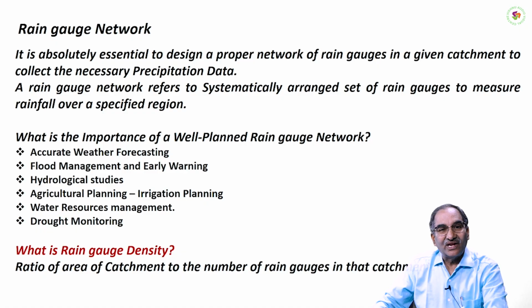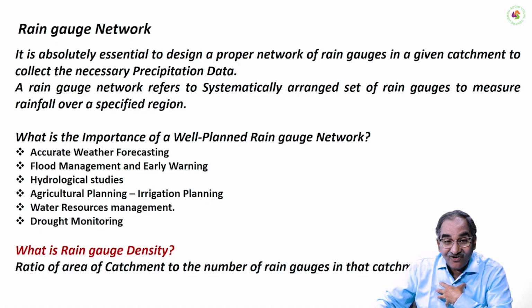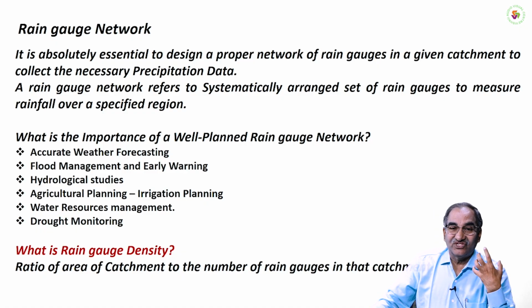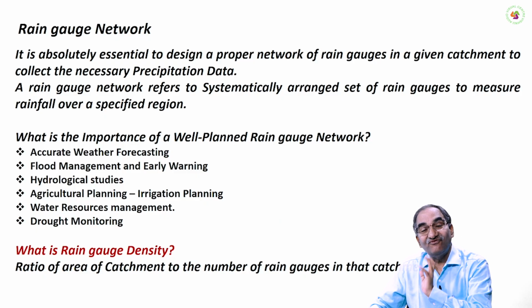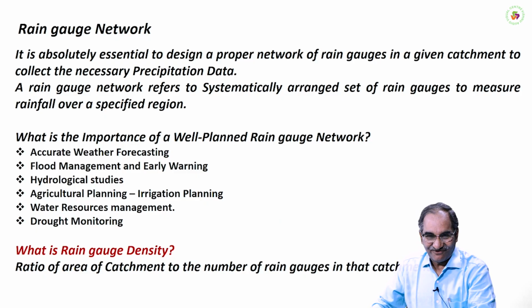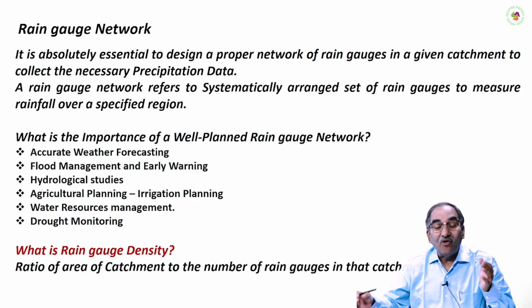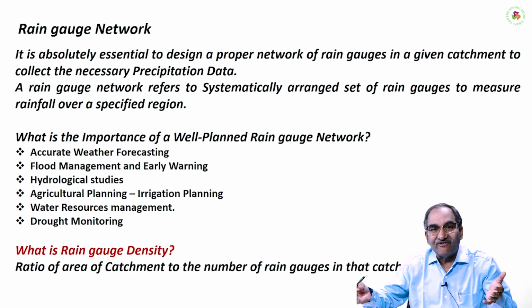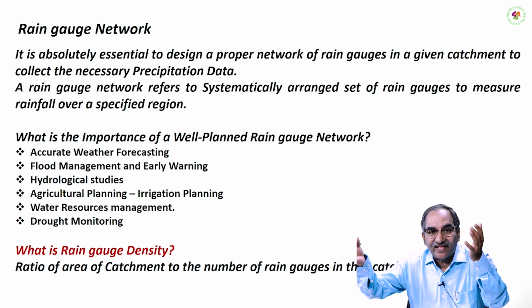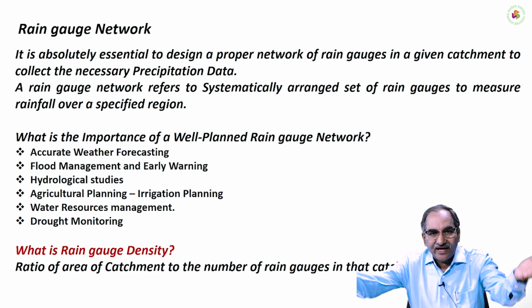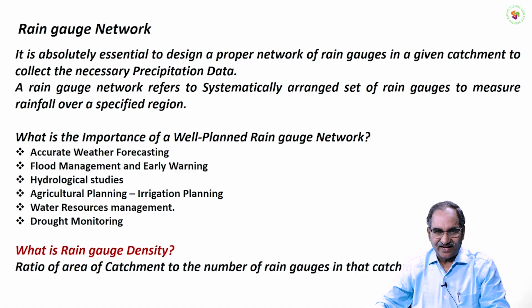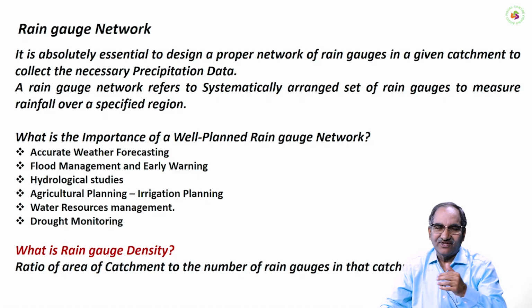Apart from these codal provisions, we do have some statistical estimation of how to find the optimum number of rain gauges. So how many rain gauges are required to measure accurately the rainfall in a particular area? That is the next thing. So let us see one after the other.